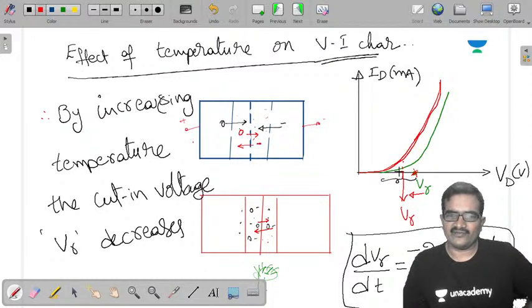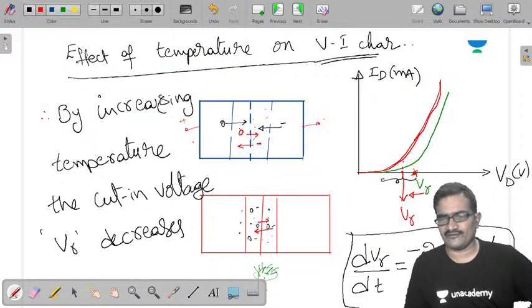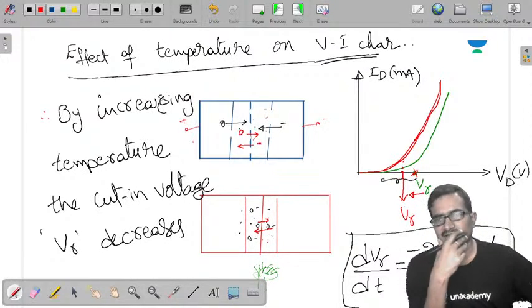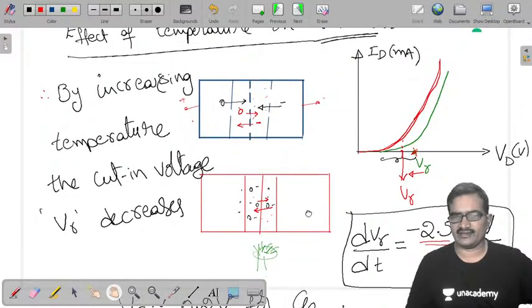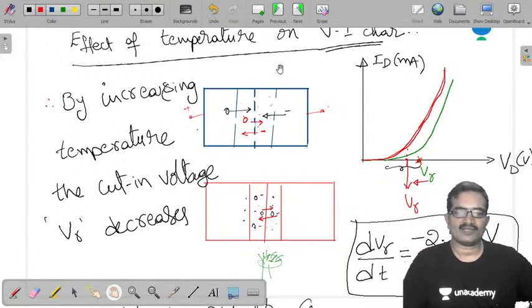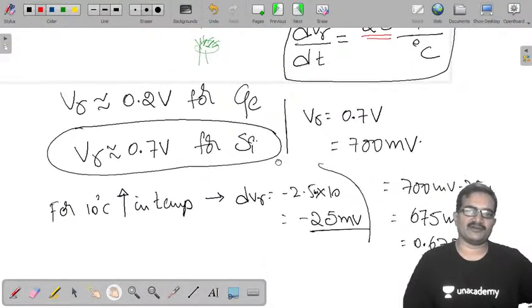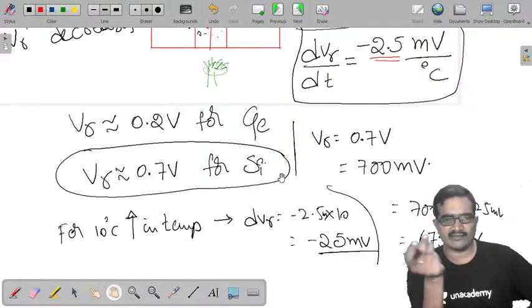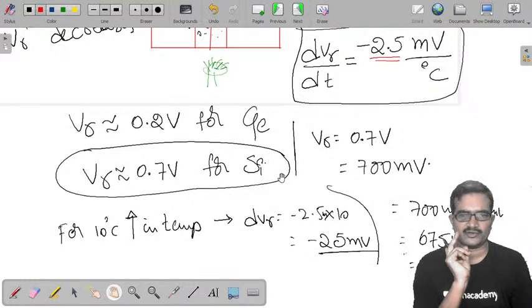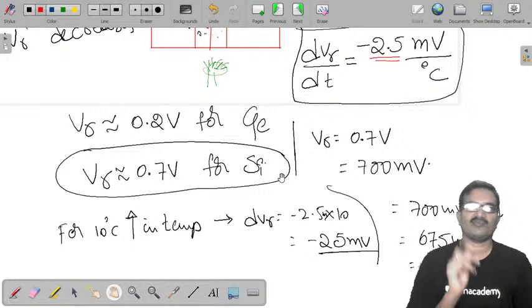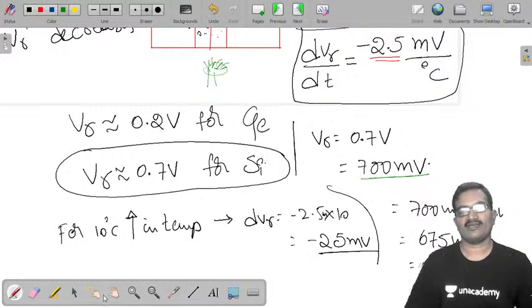That's why V gamma is decreasing. The decrement is 2.5 millivolts for every 1 degree centigrade. But practically we are not giving much priority to that variation. Why? Because we are going to be using a silicon diode practically. The cut-in voltage V gamma for a germanium diode is 0.2 volts, and for silicon it is 0.7 volts. 0.7 means it is 700 millivolts. So even if the temperature increases by 10 degrees centigrade, the change in V gamma is 25 millivolts.